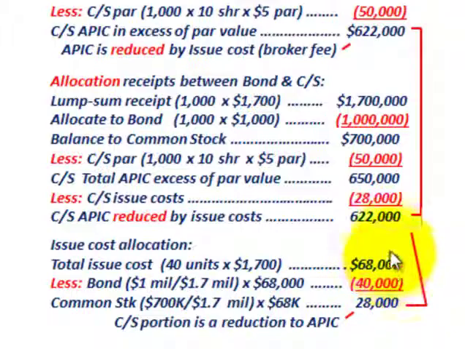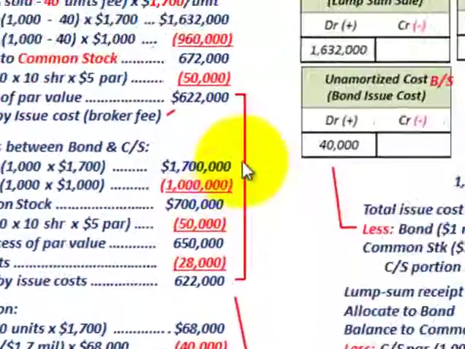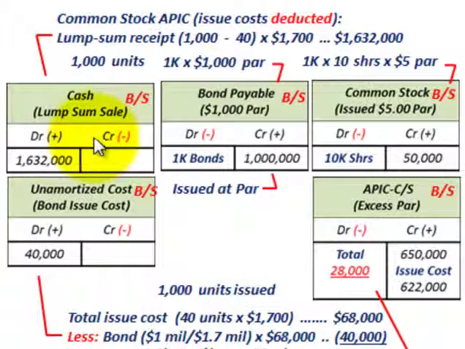Okay, so now let's look at how we'd record this. All right, so we're going to have to deal with several things here. We're going to have our cash receipts, we're going to have a bond payable, and then we're also going to have that common stock along with our additional paid-in capital.